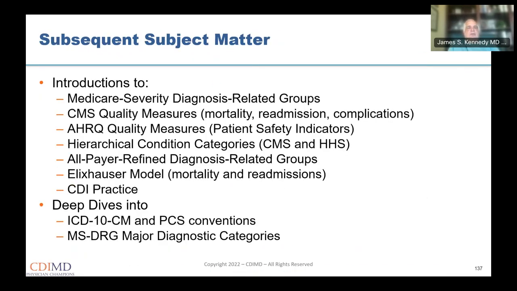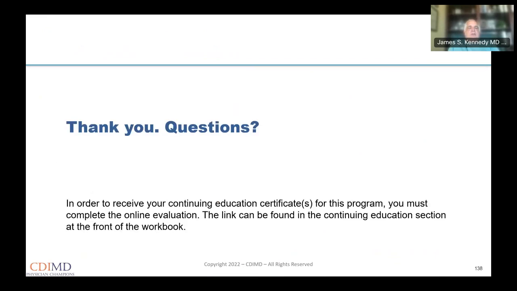Subsequently, we're going to go over the DRG systems. We're going to go into the deep dives of the quality measures, CDI practice. We hope to cover this and to give you some experience in what you'll be doing and get you ready for that first interview. So thank you so much for your participation in this online meeting.